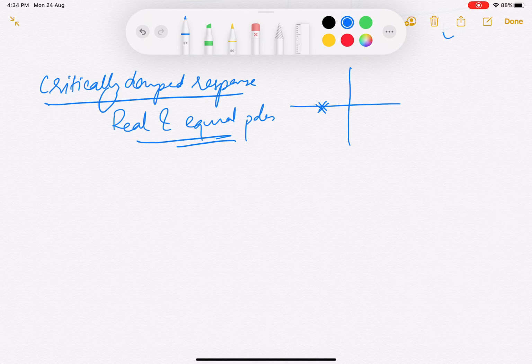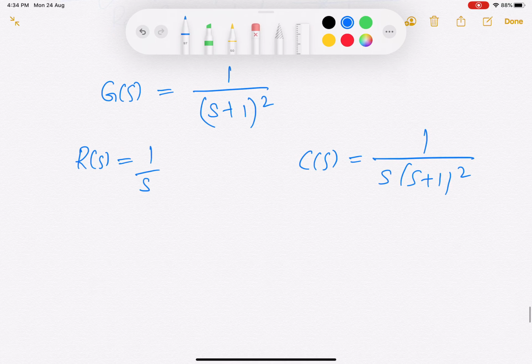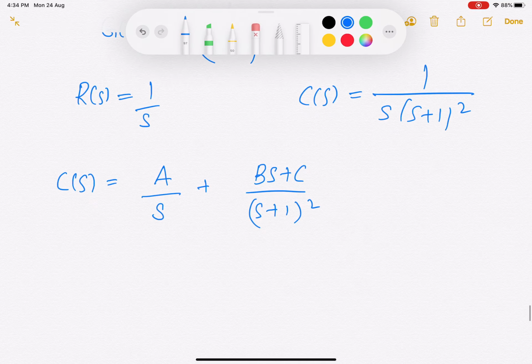Now let us take a system like that. So a system, again I'll take an example, is 1 by (S plus 1) whole square, for example. So my step input is 1 by S. This means that my output is 1 by S into (S plus 1) whole square, and I have to go for partial fraction expansion. So I write A by S plus (BS plus C) divided by (S plus 1) whole square. I open this up and compare it to the C(s).